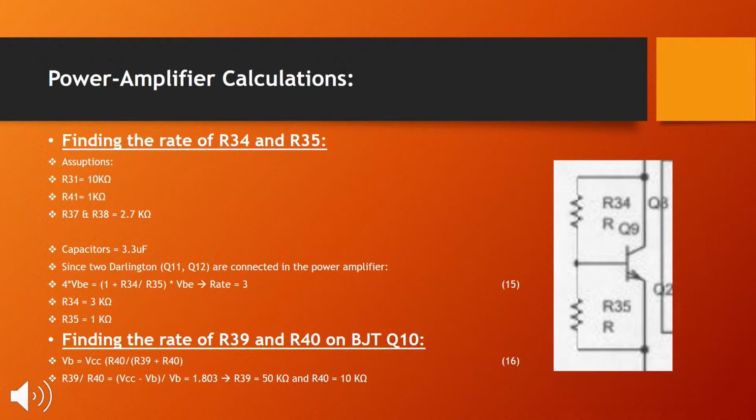For the same part in the power amplifier, we compute R39 and R40 using equation number 16, in which VB equal to VCC times R40 divided by R39 plus R40, given we obtain a ratio of 1.8. So R39 was found to be 50 kilo ohms and R40 was found to be 10 kilo ohms.